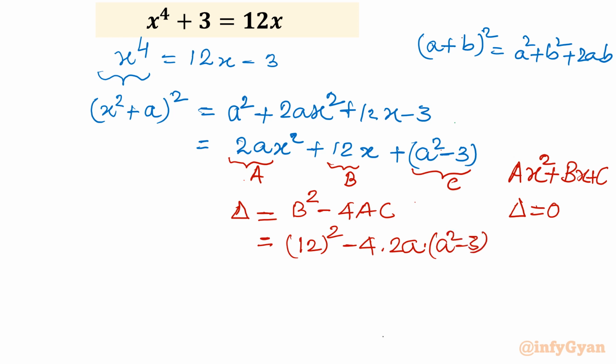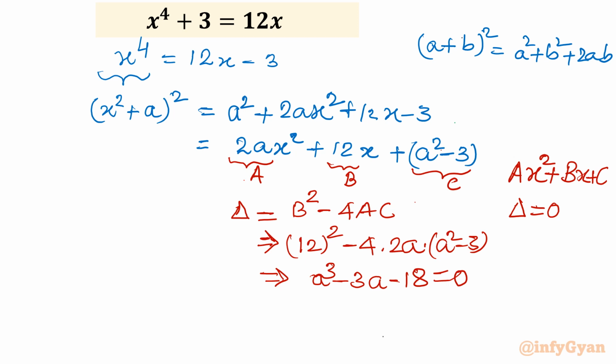Okay, if I expand this one, it will give us a cubic equation. So let me write that equation directly: a cube minus 3a minus 18 equal to 0. Now my target is to find a. Once we know a, it will frame the right hand side as a perfect square. So how will I find a?